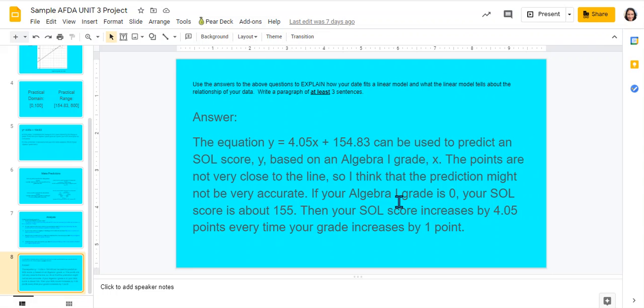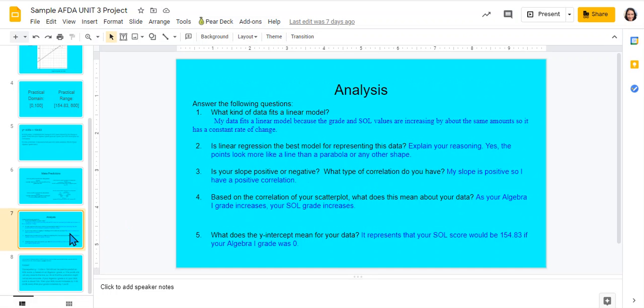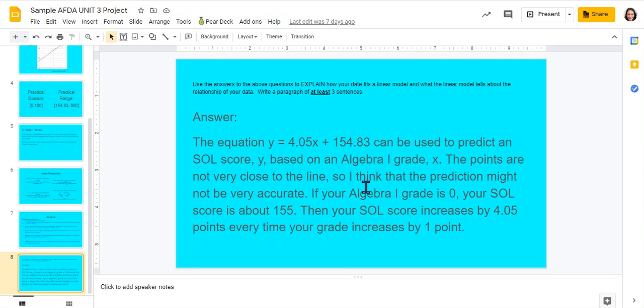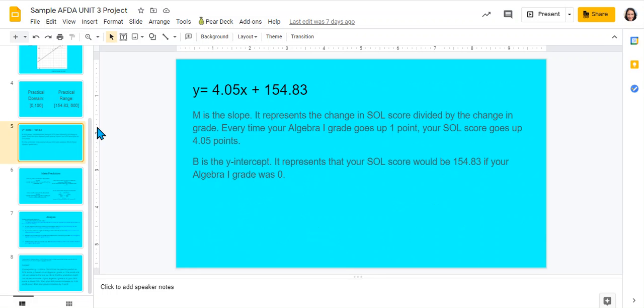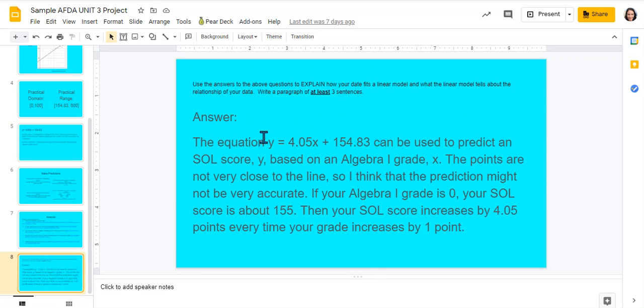If your Algebra 1 grade is 0, your SOL score is about 155. That is the same information that came from the y-intercept. And then your SOL score increases by 4.05 points every time your grade increases by 1 point. That is the same information as the slope. All right, and then once you've written your conclusion, you can turn that in.